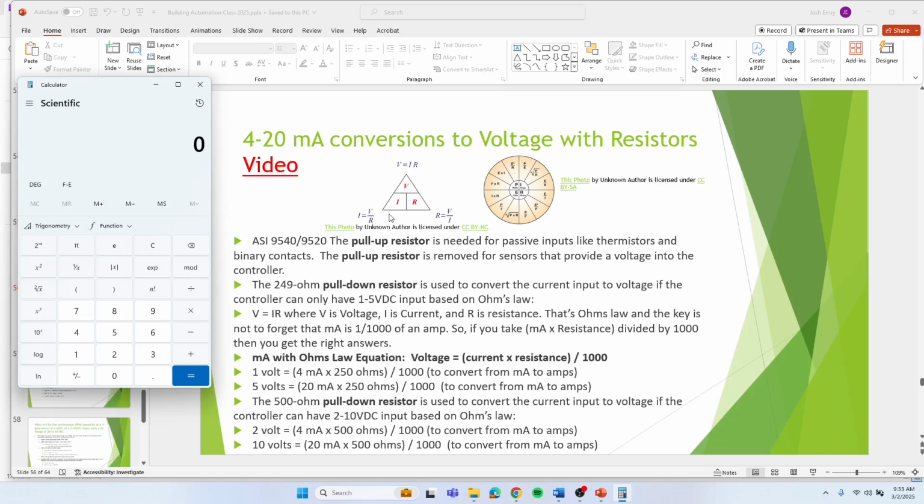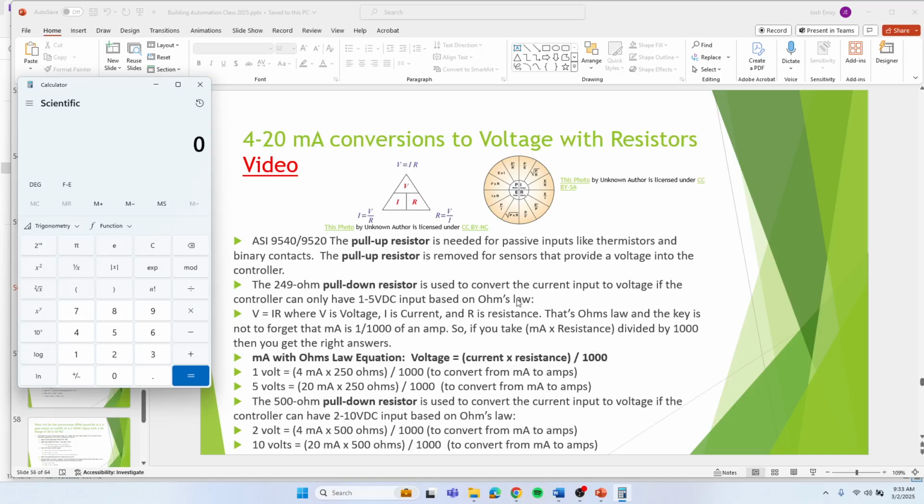But the thing you've got to keep in mind when you're doing milliamp conversions is that this I, the current, is actually supposed to be in amps, not milliamps. So the equation changes just slightly. You just take your current times resistance and then you divide by 1000, because a milliamp is 1/1000th of an amp.